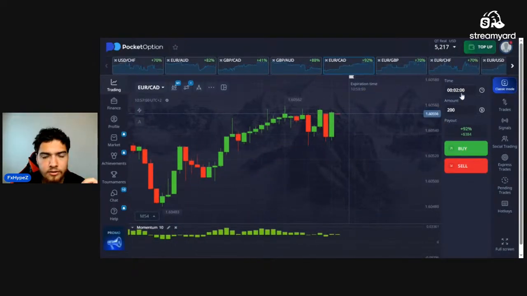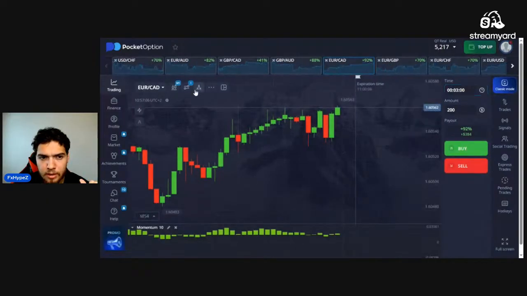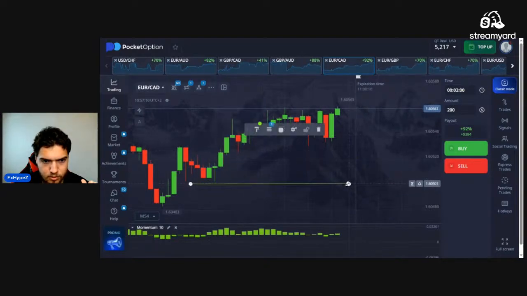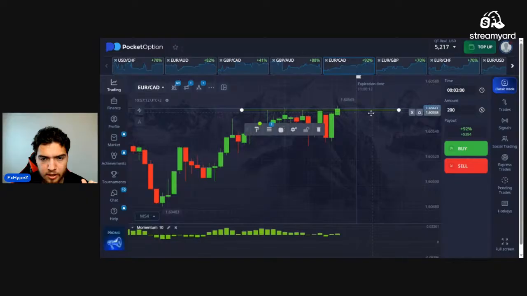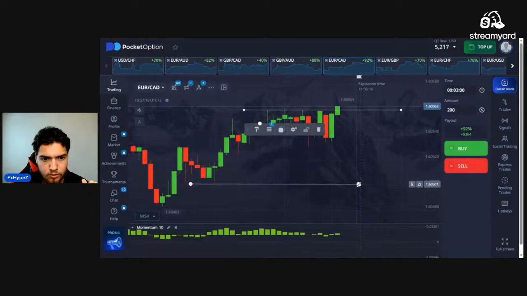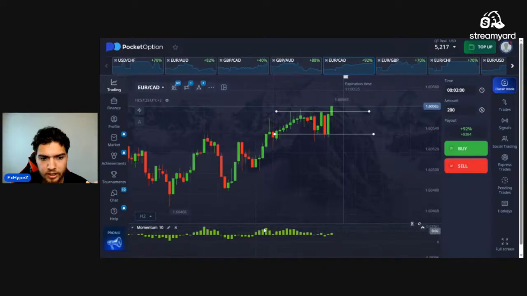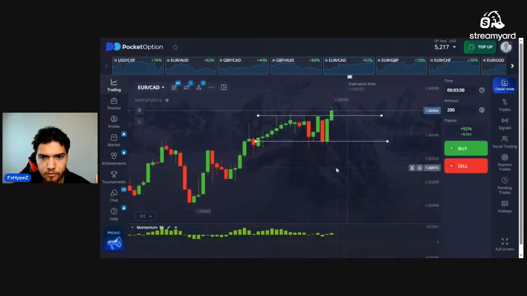Okay, so we have a nice little setup right here on Euro CAD. I think I'm going to go for like a 3-minute buy position. So basically, we have resistance up here. And if we clone it, we have support down here. Of course, momentum is green at the moment. As you can see, it's green all the way through.